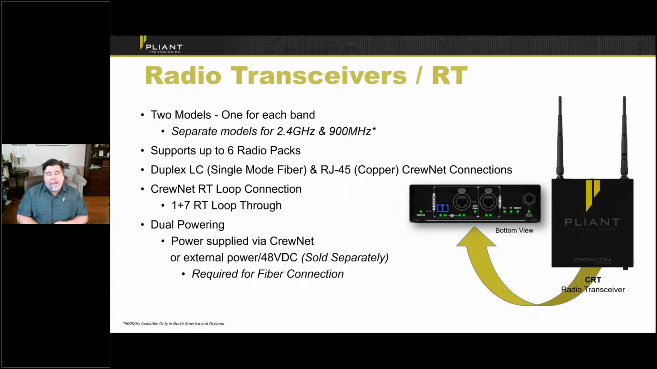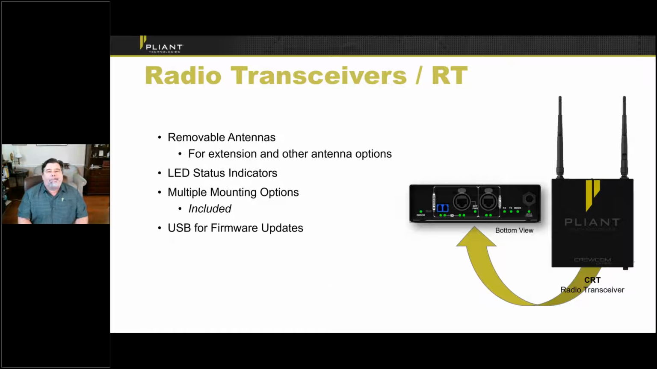You can loop through up to 7 radio transceivers on one specific circuit. And there's no need in a lot of systems for a hub, although we recommend it in a lot of cases. You can run this system straight from the control unit into 7 radio transceivers, or 14 radio transceivers, or 16 2.4s and be off to the races. No hub required. It will receive power over CrewNet, or PoE, or POC. With fiber connections, of course, you'll need to use an external power supply, which is sold separately.